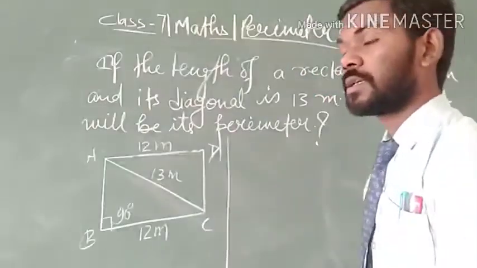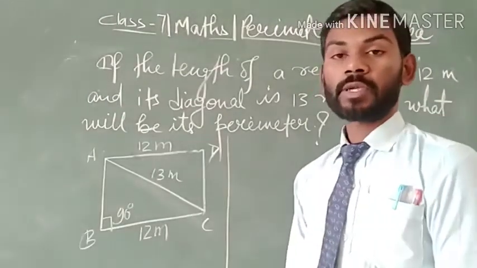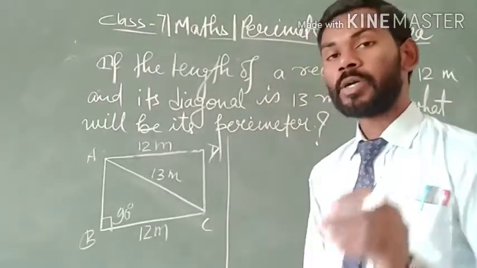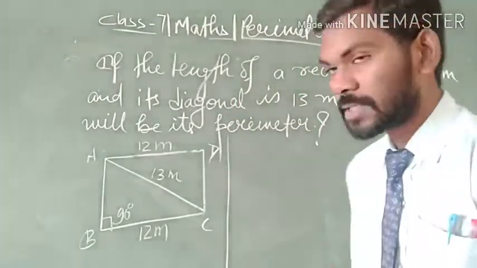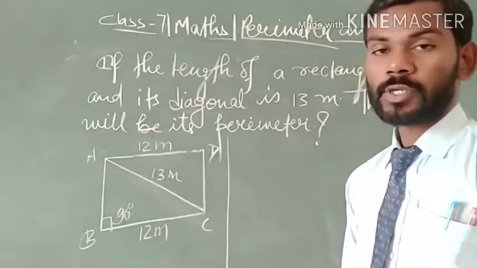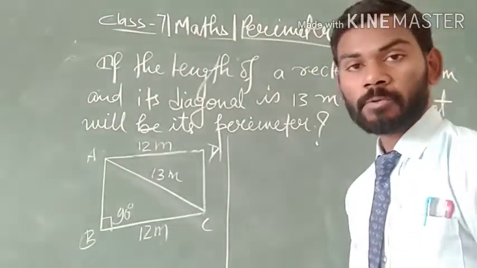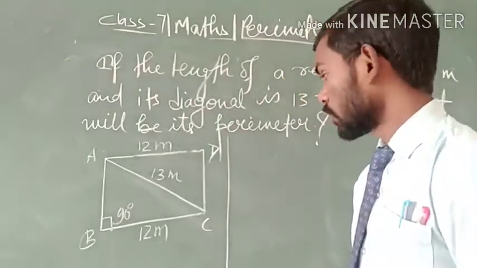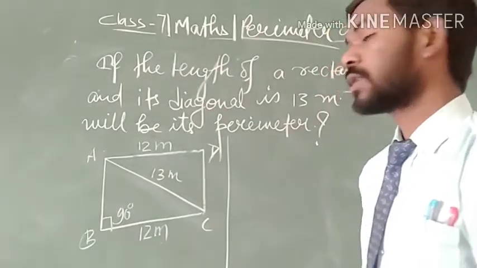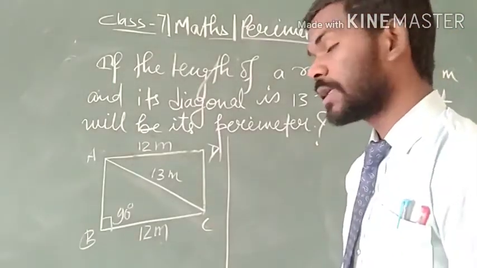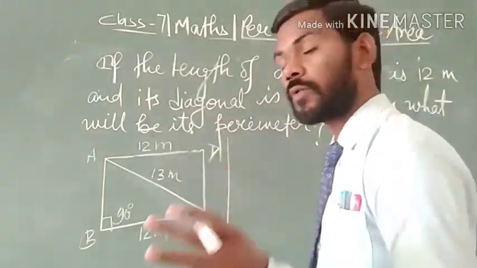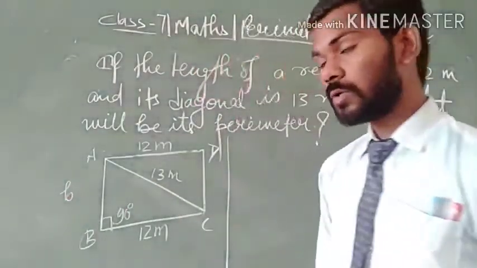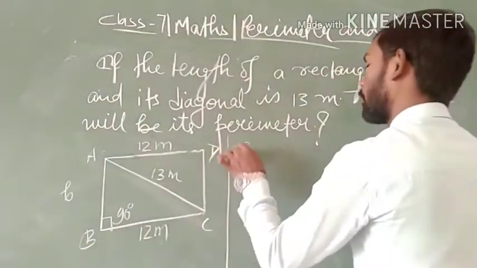Now, since in order to get the perimeter of a rectangle, we need length and breadth. But in the question, length is given, but breadth is not given. So here we have to find out breadth of the rectangle first. So here, using Pythagorean theorem, we can easily find out the value of the breadth.